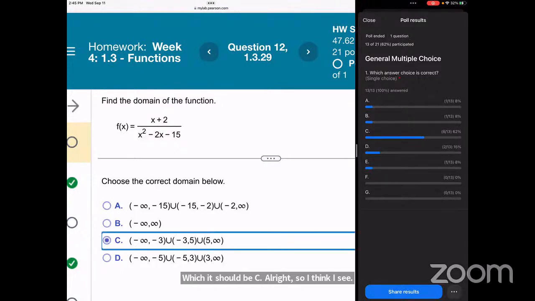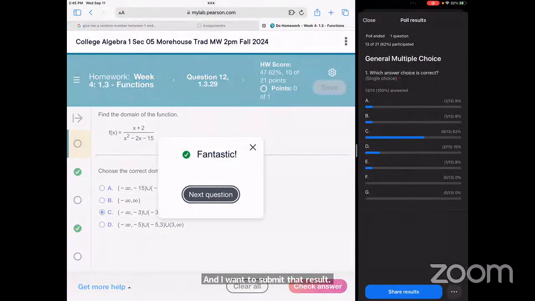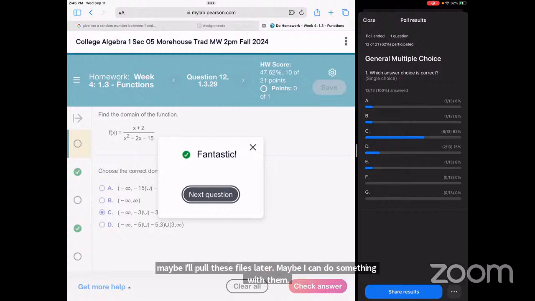Okay. All right. So maybe I'll pull these files later, and maybe I can do something with them. Okay. Are there any burning questions before we go our separate ways? Going once, going twice.